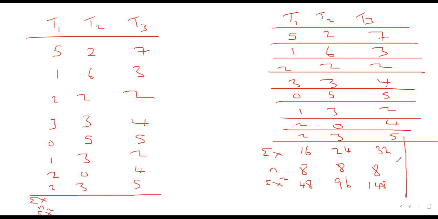Then we sum up the totals there. This is 16 plus 24 plus 32. So here we have what? Sum of x, which is 72. And 8 plus 8 plus 8, but n is what? 24. And here 48 plus 96 plus 148. What we get here is what? 292.